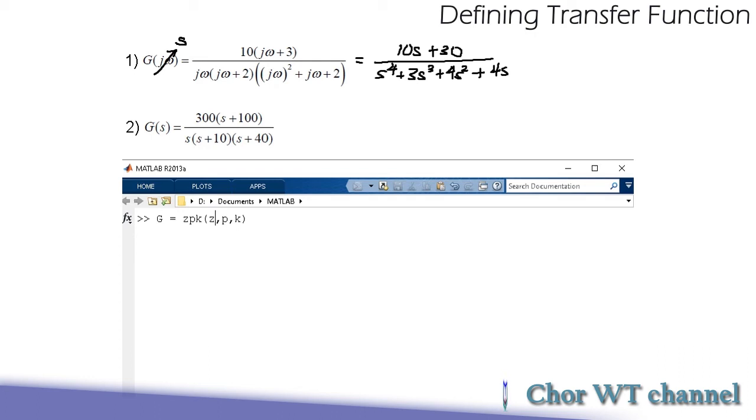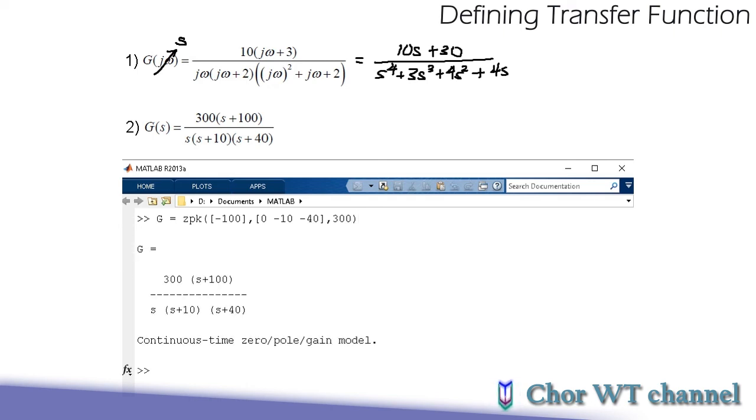If you look at example 2, we have one zero at minus 100. So we will just put it as minus 100. And followed by 3 poles. The first one is located at the origin, followed by negative 10 and negative 40. And lastly, we have a forward gain of 300. And there you go. So this is the transfer function g.